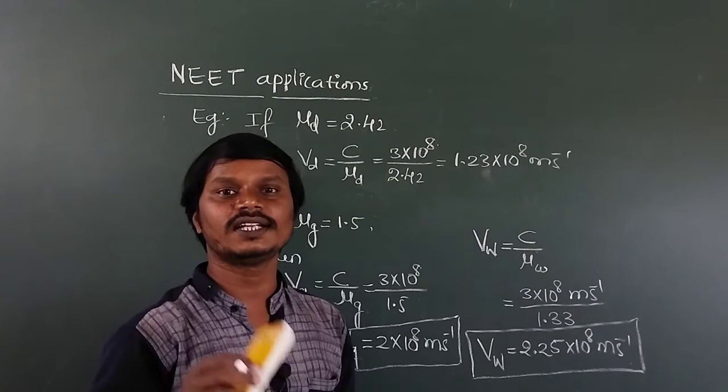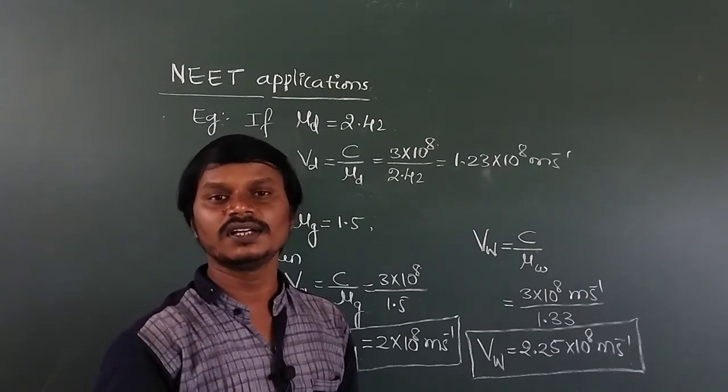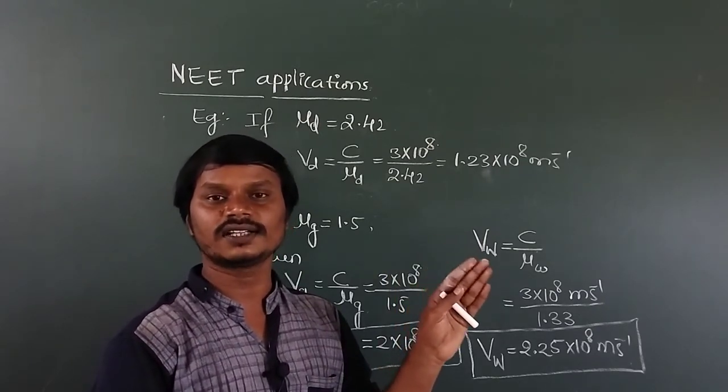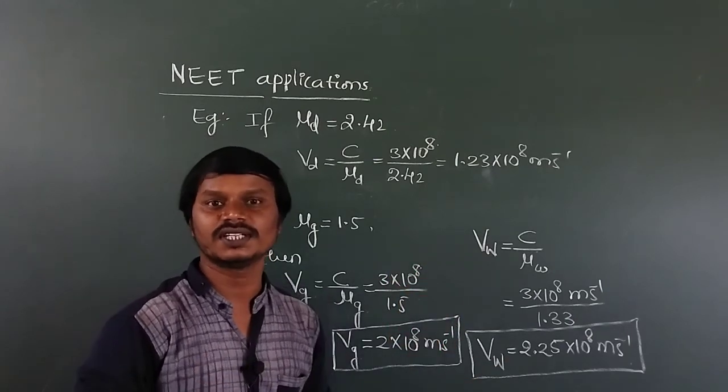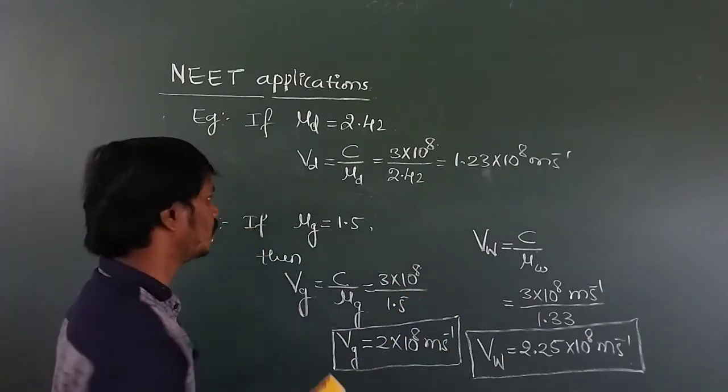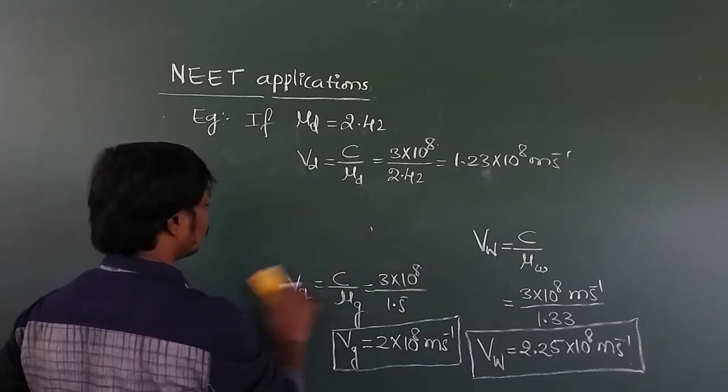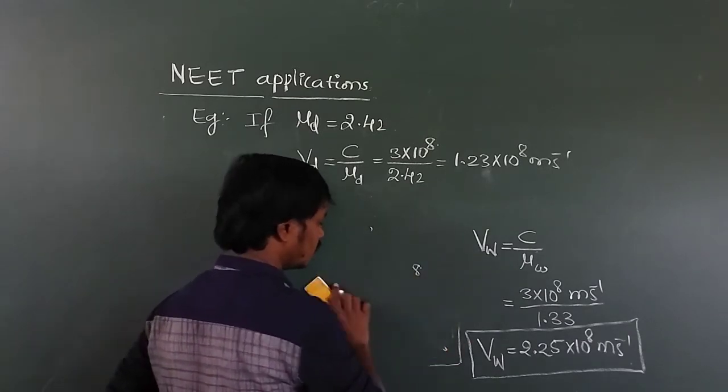Velocity of light depends on the refractive index of the medium, and velocity of light is inversely proportional to the absolute refractive index of the given medium. Okay, now this is the first application. Then what is the second application?